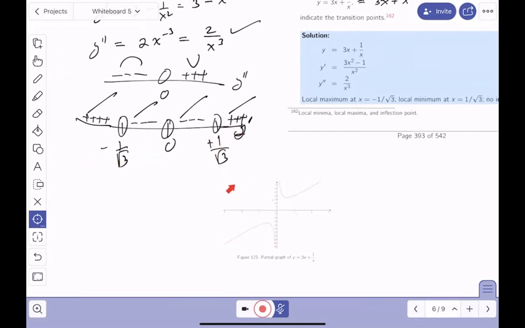Okay. Now let's look at increasing and decreasing. Right around 1 over root 3, it's increasing. I see that. Now, between 0, it's decreasing. I see that. Let's see if it is over here. Decreasing, I see that. It's increasing over here. I see that. All right. What are these things over here? This is a relative.